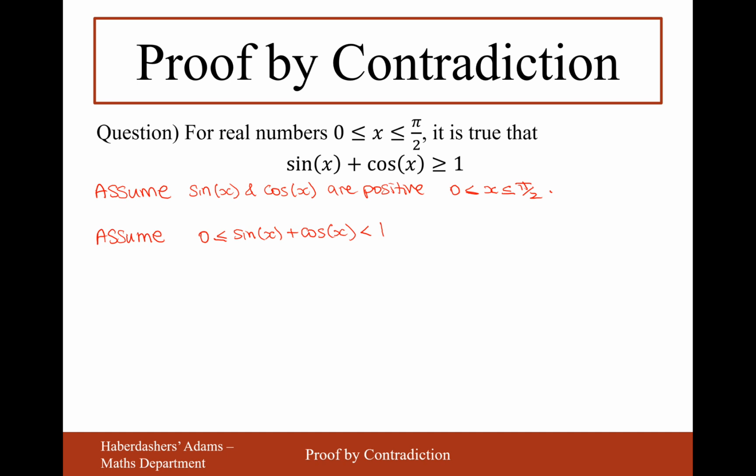Okay, so it can't be less than 0 because sin x and cos x are positive, but maybe when you add sin x to cos x, it could give you an answer in between 0 to 1. It's definitely not going to be less than 0 because they're both positive, and we're assuming the opposite, so it's not going to be greater than or equal to 1. Now what I'm going to do next, I'm going to be a bit cheeky here, is I'm going to square everything. When you've got an inequality that just involves positives and zeros, you are allowed to square everything.